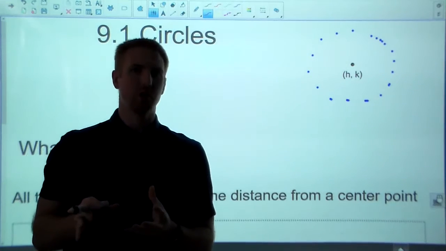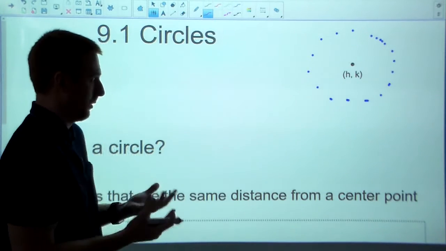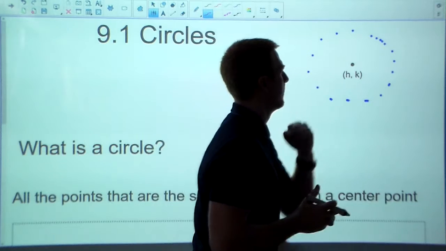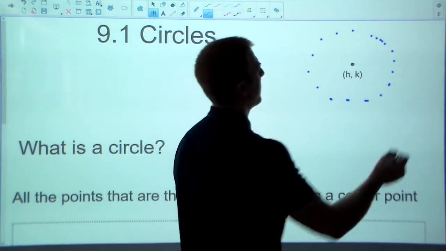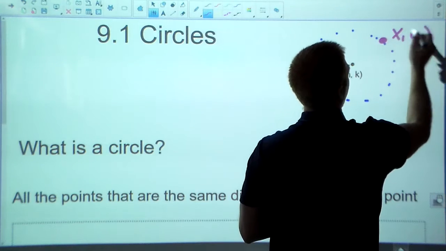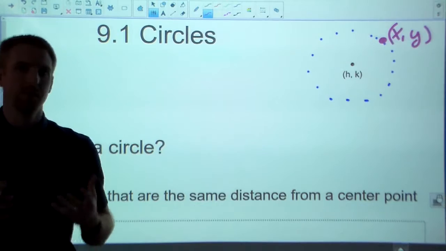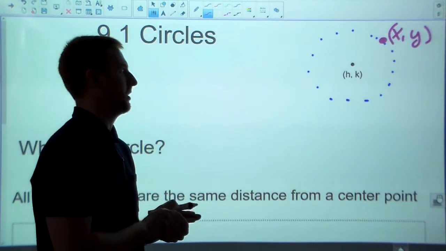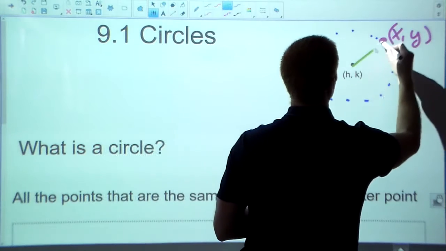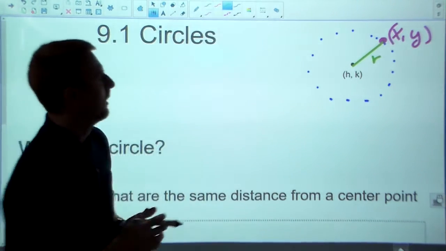For all the shapes in this chapter, HK is a central point to the shape. So for a circle, this would make sense. This is the center point of the circle, so we're going to call the center point HK. Now, if you choose any of these blue dots, doesn't matter which one, it's some XY coordinate, but it's a particular XY coordinate that is the same distance from HK no matter where you go. And we call that distance from the center the radius. These should be familiar terms to you.